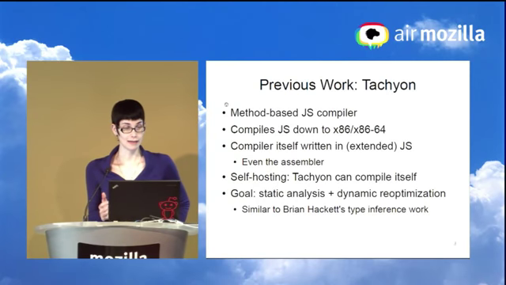So previously I worked on Tachyon, which was a method-based JavaScript compiler that compiles JavaScript down to x86 code. And the compiler itself was written in an extended dialect of JavaScript, even components that maybe you wouldn't think of as being written in JavaScript. Even the machine code generation, the assembler itself, was in JavaScript. And this compiler was actually self-hosting, which means that Tachyon was able to compile itself. The goal of this project was essentially to combine static type analysis along with dynamic reoptimization, and to end up with something that's a little bit similar to what Brian Hackett implemented at Mozilla with his type inference work.